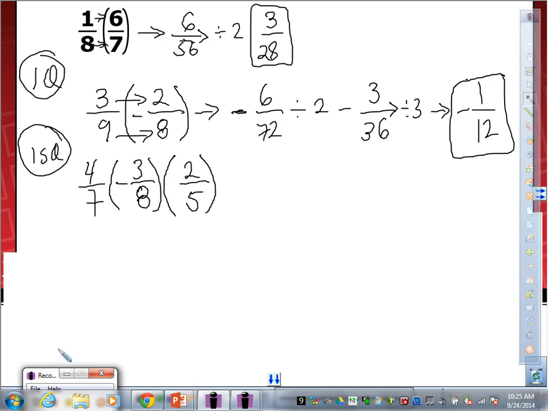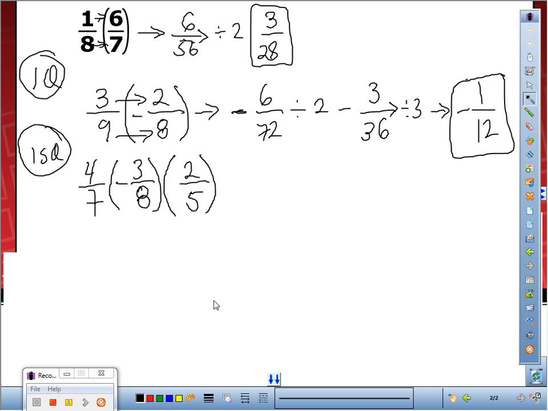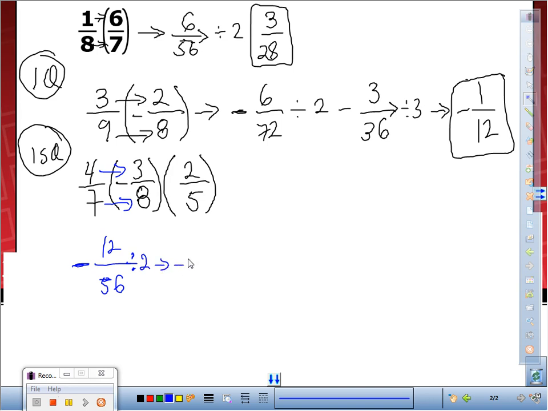Look up, please. I'm going to do 2 fractions at a time. That's what we know how to do, right? Look at these 2 fractions. What would be the result? Negative. Okay, 4 times 3, that's 12. 7 times 8, that's 56. So far, so good? Can we reduce that? Yes, let's try 2 first. This becomes negative 6 over 28. Can I divide again by 2? Yes, that becomes negative 3 over 14.